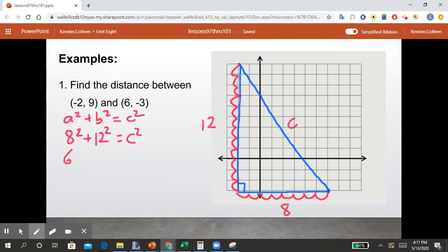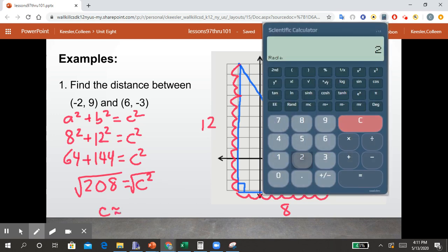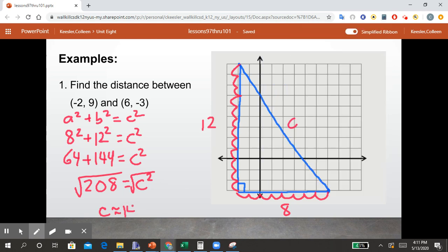So 8 squared we know is 64, and 12 squared we know is 144, equals c squared. 64 and 144 added together give us 208, which is definitely not a perfect square. So we're going to take the square root and round to the nearest tenth. So we have our calculator, the square root of 208 is approximately 14.4 units. Done. So it's not that bad. Let's try another.